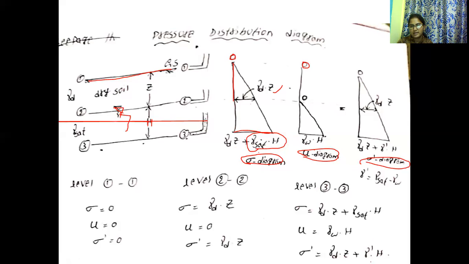How to write sigma dash into H? We already discussed it in previous classes. Gamma dash, that means gamma submerged, gamma dash is equal to gamma sat minus gamma w. So here gamma D into Z plus gamma sat minus gamma w, it can take H common. So gamma sat minus gamma w is equal to gamma dash. This is the effective stress diagram. The remaining conditions will be discussed in the next class. Thank you.